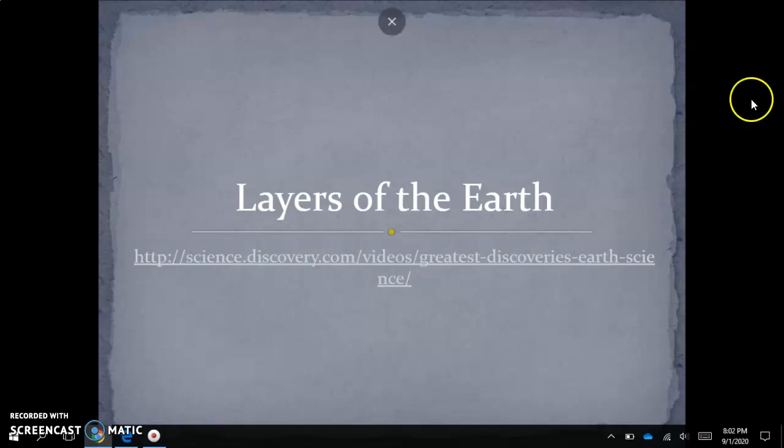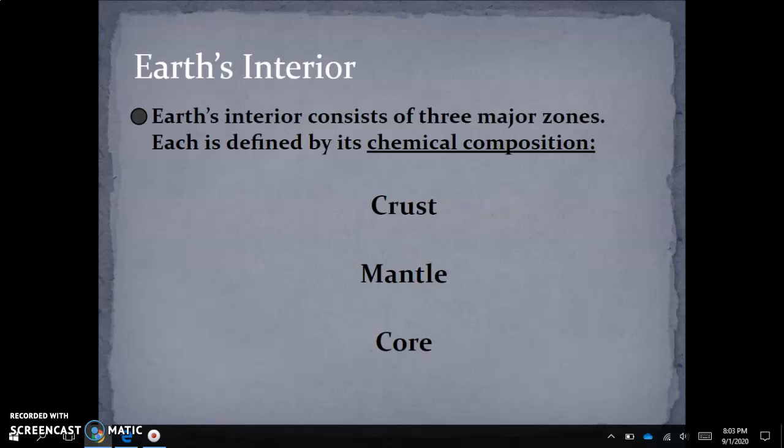So we're going to go ahead and get started today with layers of the Earth. As always, you should have downloaded your interactive notebook pages for the day. And we are starting a new unit, so you guys will have a new title page as well as new vocab at the beginning as well. So let's go ahead and jump into our guided notes for the day.